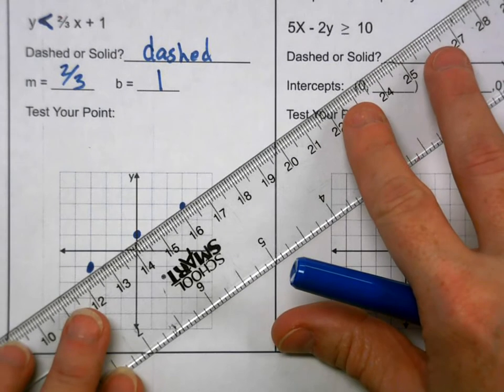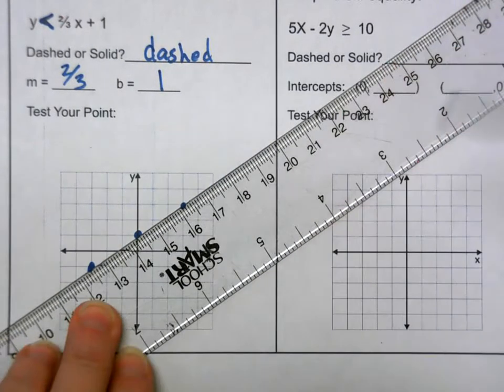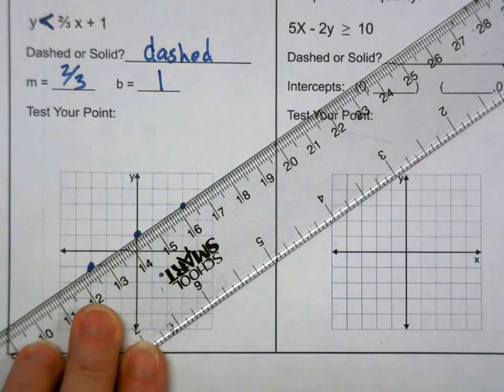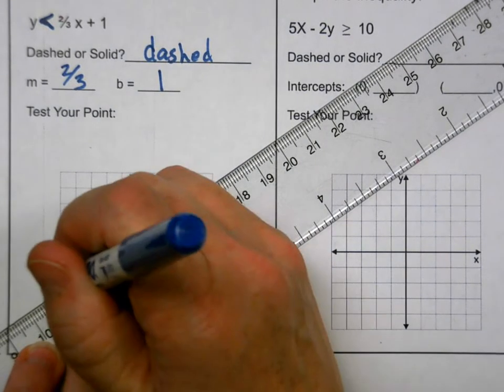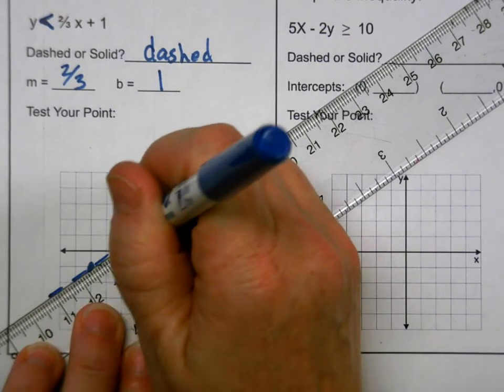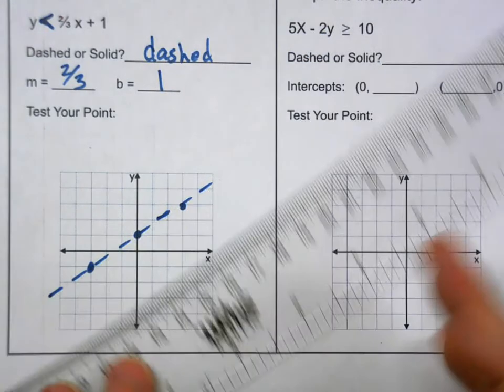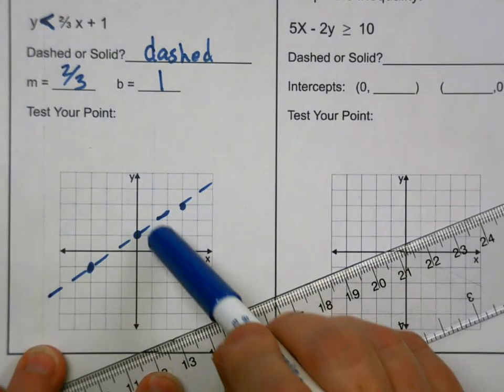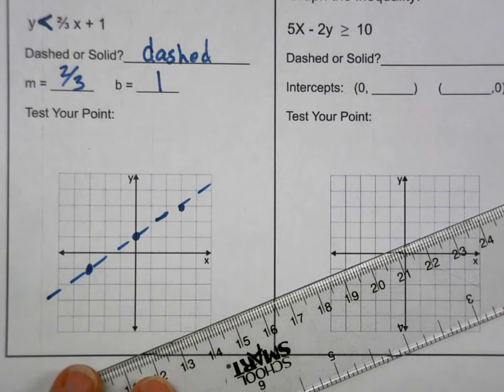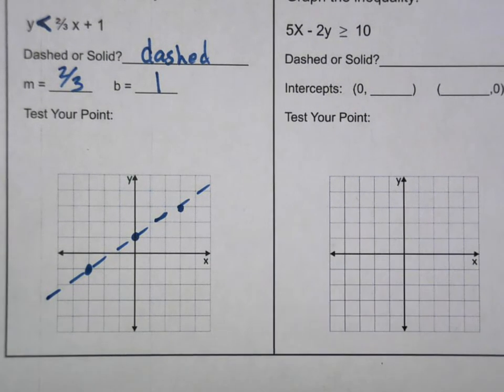Now, normally we would just do a line, but what do you have to do this time? A dashed line. So if you already drew it, you might need to go and just erase sections of it. That's fine too, but you're going to have a dashed line. It's not going to be solid.